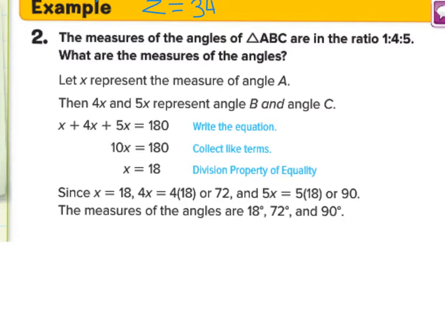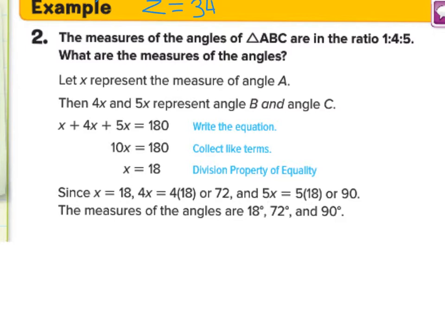So let's see. Let x represent the measure of angle A. Then 4x and 5x represent angles B and C. So this is 1x. We don't know what our measurements are, but we do know that they're always increasing by this amount. As I mentioned, this would always be 4 times larger, and this one would always be 5 times larger than the first one. Okay? So we're going to go ahead.